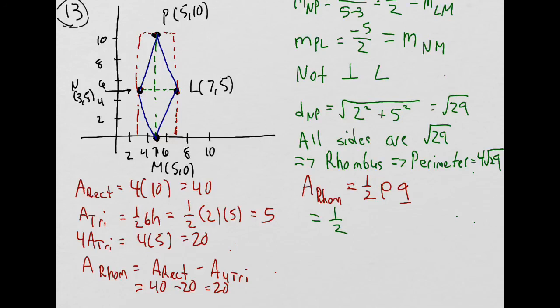So let's see. This one diagonal right here, what's the length of this diagonal? We're going from 3 to 7, that's 4. That's 1/2 times 4. What's the other diagonal? Vertically here, we're going from 0 up to 10. It's 10, times 10. And again, you get 20 square units there.